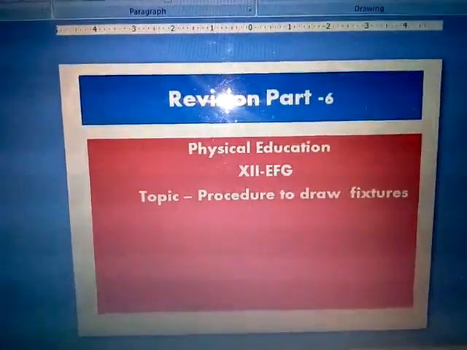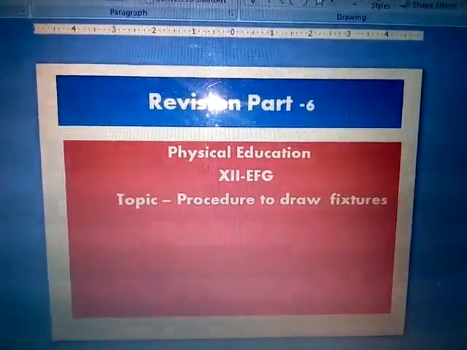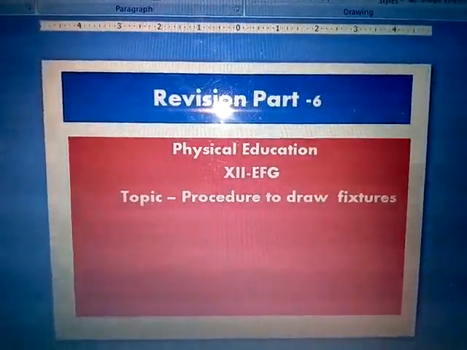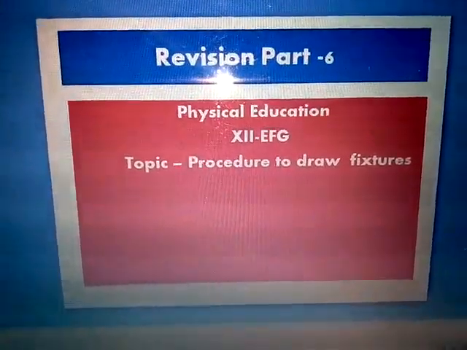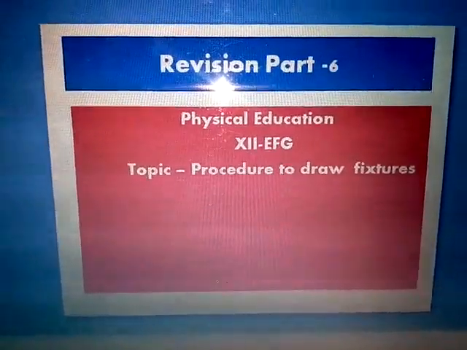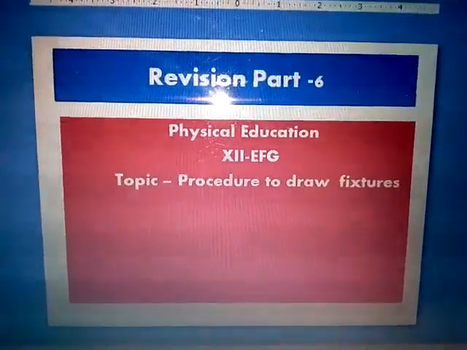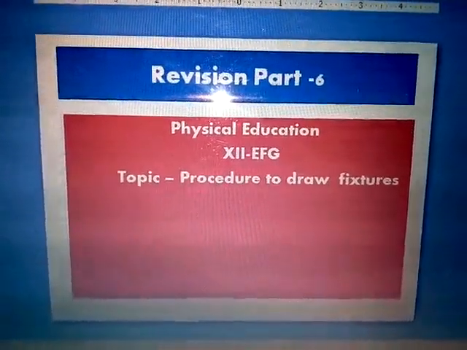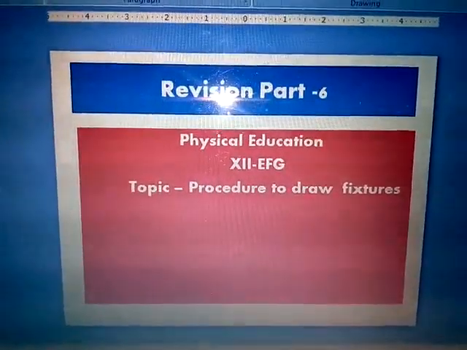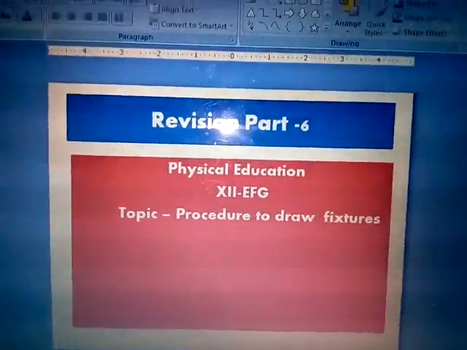Good morning students. So, revision part 6 of physical education class 12th, and the topic is the procedure to draw the fixtures. Before any tournament and competition, there is an official committee and they have to draw the fixtures for the different teams. So today we are going to discuss or revise the chapter about the procedure to draw the fixtures.